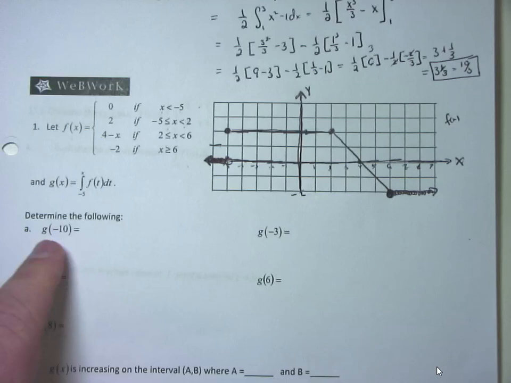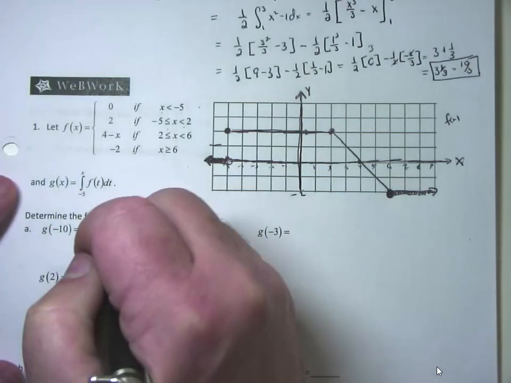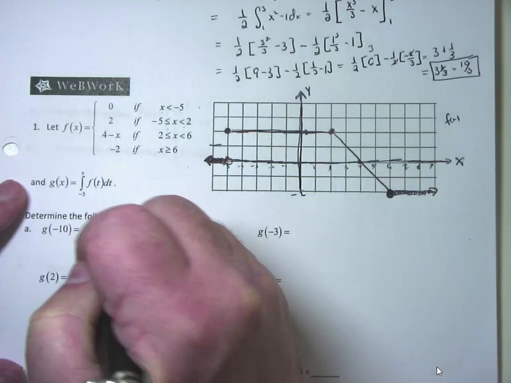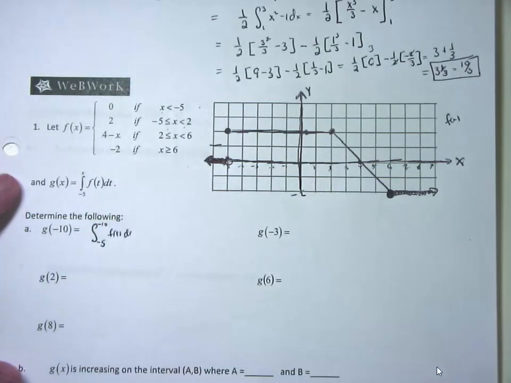So when they ask me, hey, what is g of negative 10? That would officially be the integral between negative 5 and negative 10 of this f of t dt. But when I think about this stuff, we're talking about area under the curve.